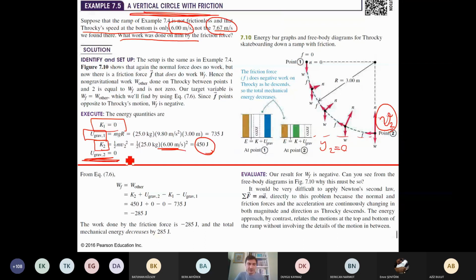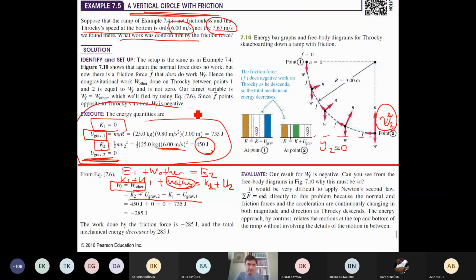So what about the friction force? Friction force is W other. You can write like this: E1 plus W other is equal to E2. E1 is K1 plus U1, plus W other equal to K2 plus U2. And if you take W other from this expression, this is the work done by friction force, okay? If you put all these values which you have calculated and put them here, then you can calculate the work done by friction force. It is negative, okay? The work done by the friction force is negative.